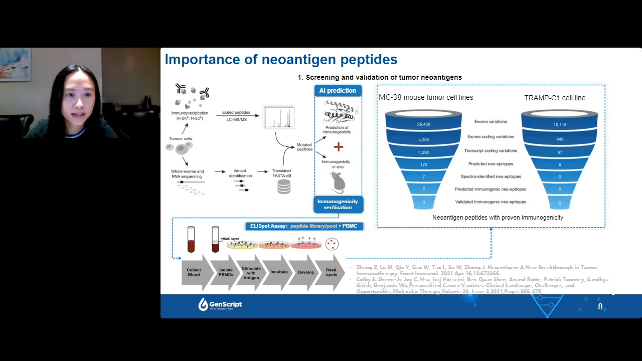Usually, we will choose ELISpot assay. We will use either peptide library or peptide pools incubated with the PBMC. And then we will stimulate it and try to detect the cytokines secreted from T cells. So that's why it's important to choose new antigen peptide library or pools. It's because the validation process is very important. If you just predict it, that's not enough. We got to do some experiments to validate it.